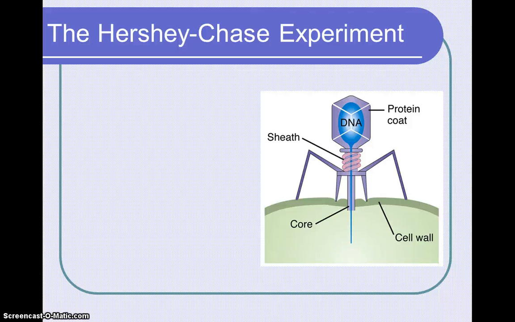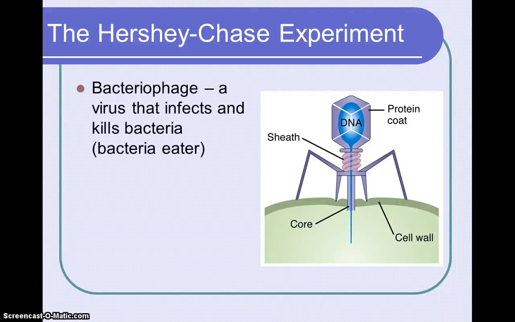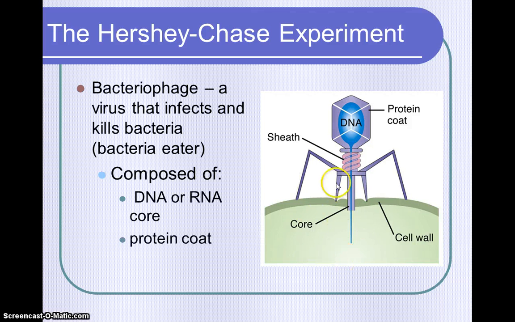What these two looked at is a bacteriophage, which is a virus that kills bacteria. So it eats bacteria. It's composed of DNA, RNA core, and then a protein coat. So we have the DNA and the RNA up in the head, or the core here. We have the tail, and the core goes into the cell wall, and that way it injects its DNA and RNA into the cell, and that's what kills the bacteria.